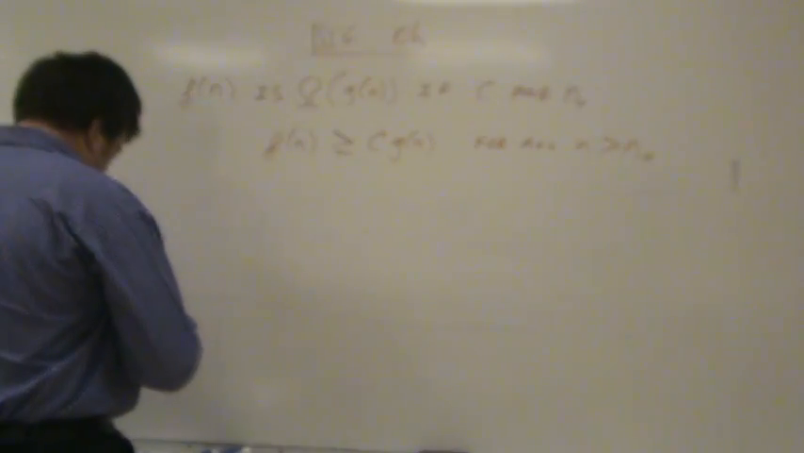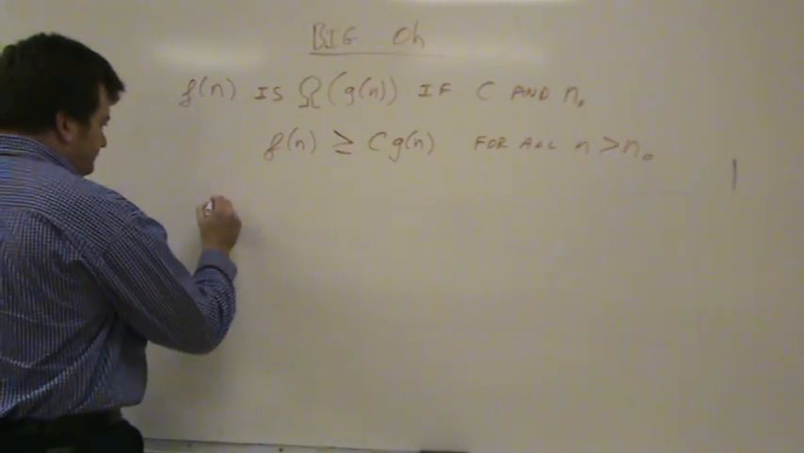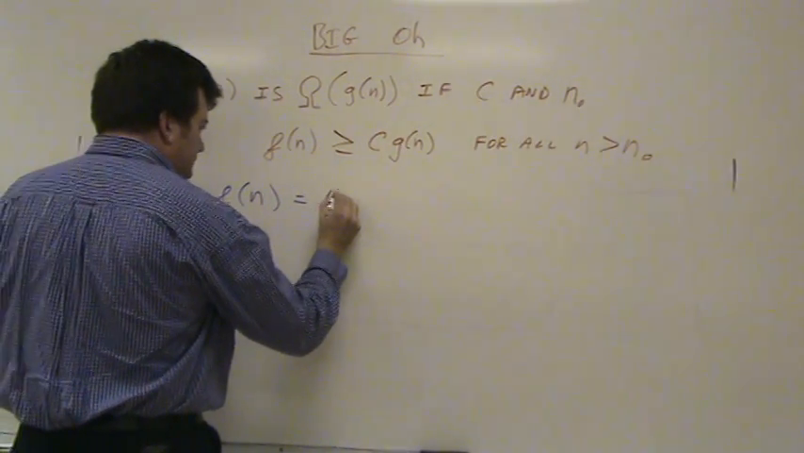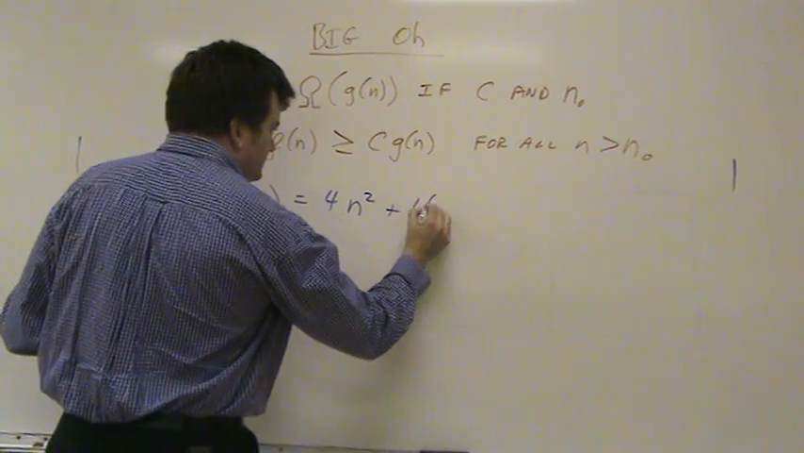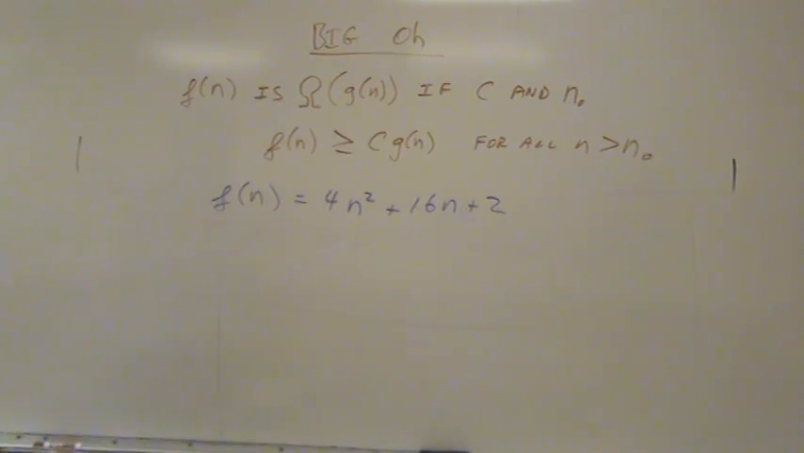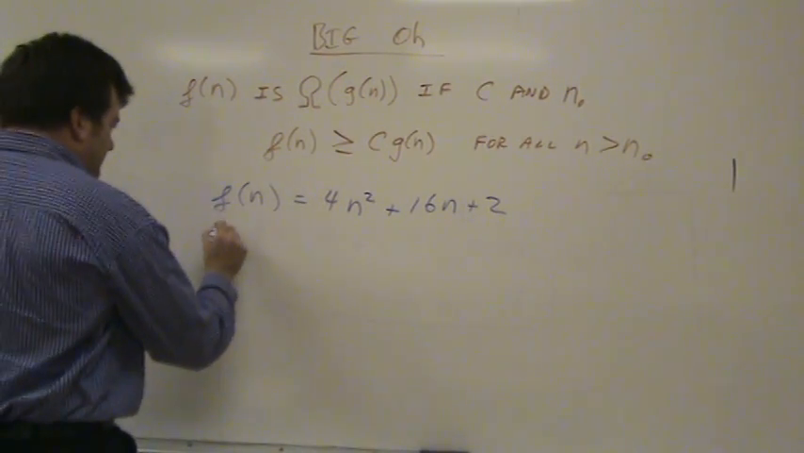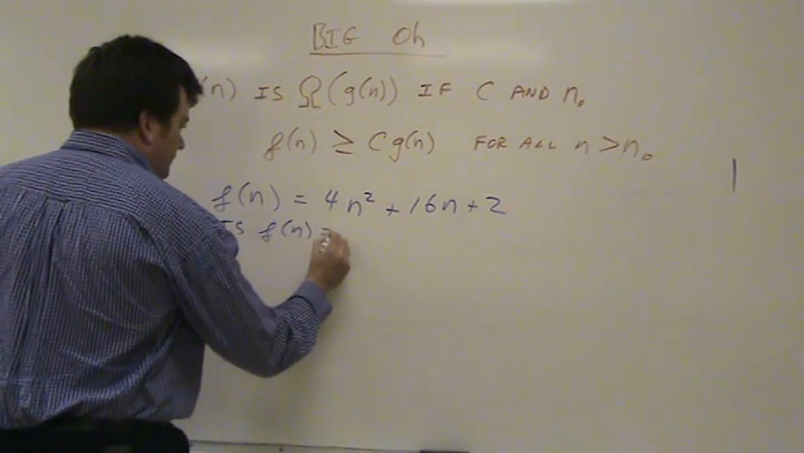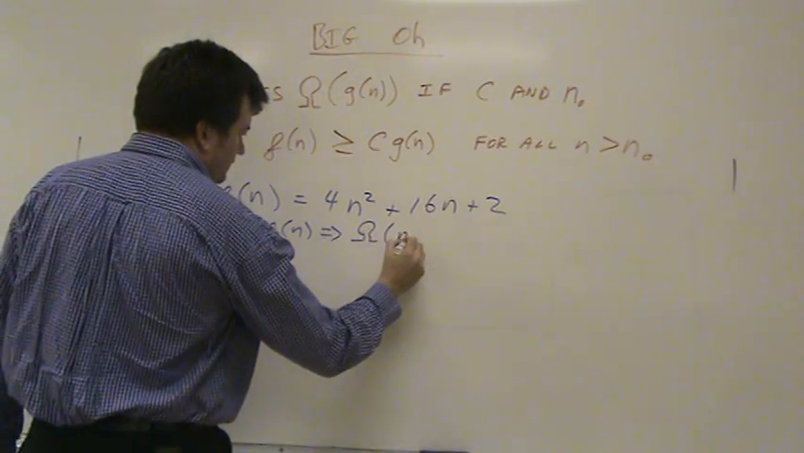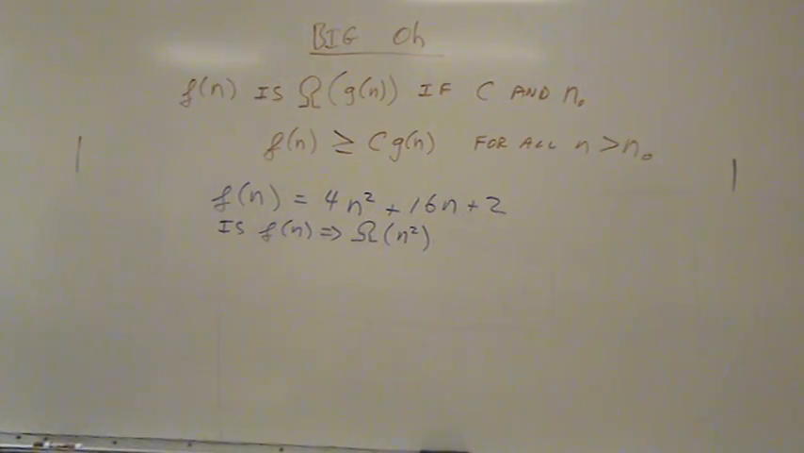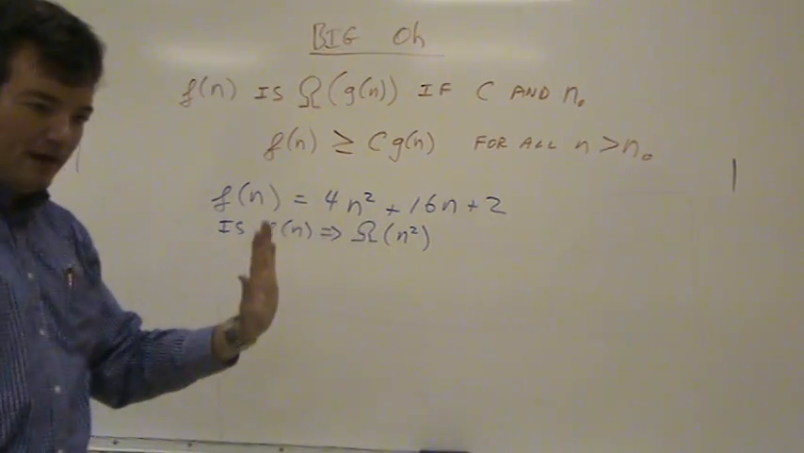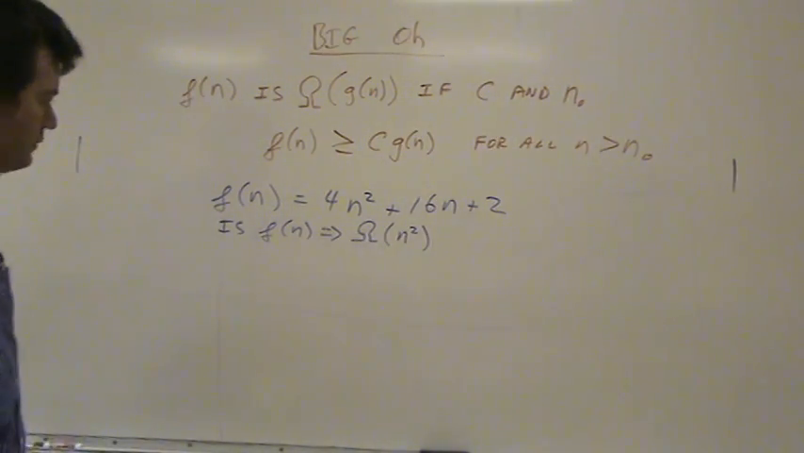So let's use that same example. Let's use the function f of n equals, what do we say, 4n squared plus 16n plus 2. Okay, now the question is, is f of n omega of, let's say, n squared? What we have to do is come up with a constant and a particular value of n for which from that point onward this statement would be true.